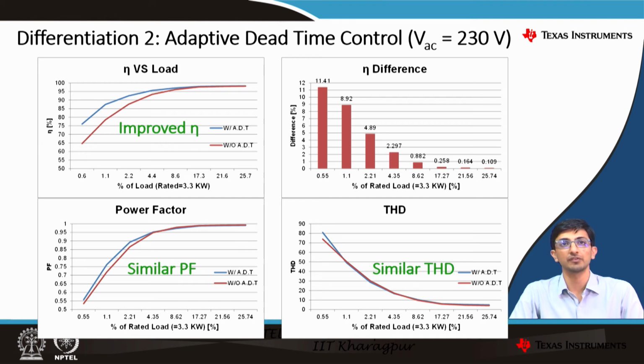You can clearly see the difference in the efficiency versus load curve, that at lower percentage of rated load, we have significant improvement in the efficiency, whereas as you move towards the higher end of the load, the difference in improvement reduces. That same thing you can see here in the image on the efficiency difference image. So let's suppose if I look at a 0.55% of rated load, then the efficiency difference observed is nearly 11.5%. But that 11.5% efficiency difference doesn't remain the same when the rated load increases, when you operate at a higher load. For power factor as well as THD, we have observed similar performance.